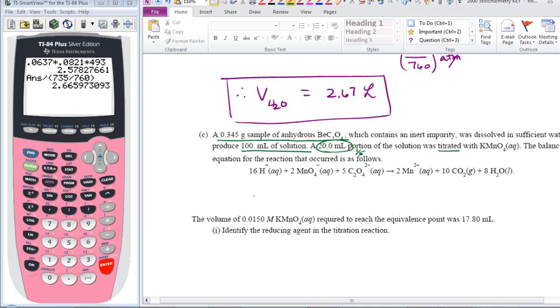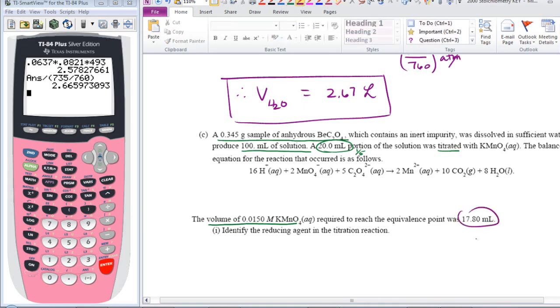All right, so let's actually read something they want us to do. The volume of the potassium permanganate, the 0.0, I should say, 150 molar, that much of it required to reach the equivalence point was 17.80 milliliters. I'm going to switch to purple because this stuff is purple, and that's way more fun.